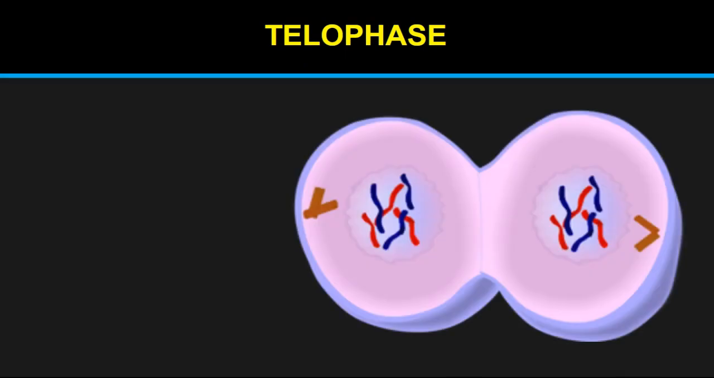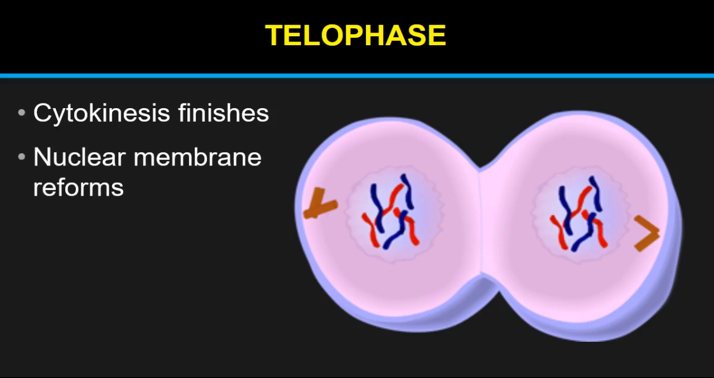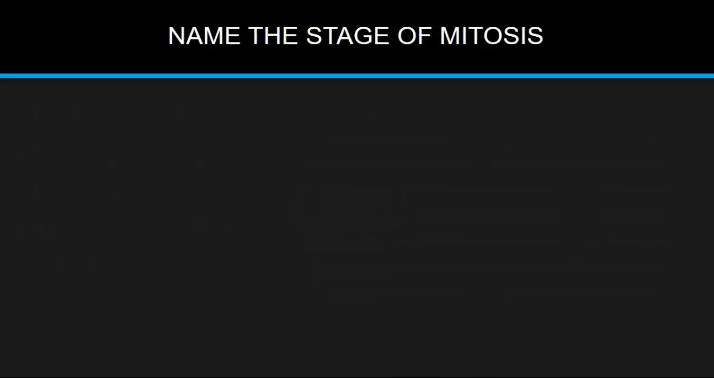And finally we have telophase. During telophase, it's kind of intermixed with cytokinesis. Cytokinesis means like cell change or movement. And we're seeing that the nuclear membrane starts to reform and the two cells are fully formed. So that one cell has split into two daughter cells. And those daughter cells are genetically identical to the parent and to each other.